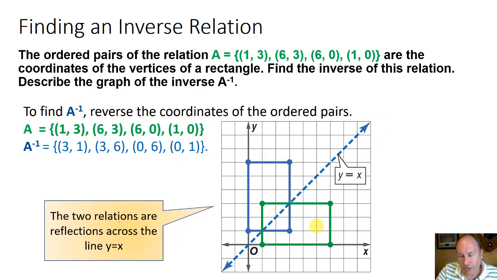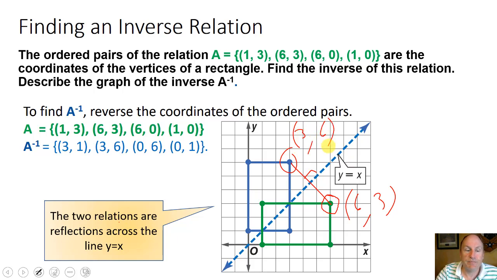And what do I mean by the reflections? Let's take this point right here, which is on A, (6, 3). If I go an equal distance across, perpendicular to the y equals x line, I get to its sister point here, (3, 6) on the inverse. And the same is true with all the other points.